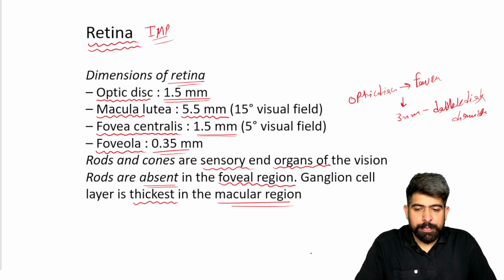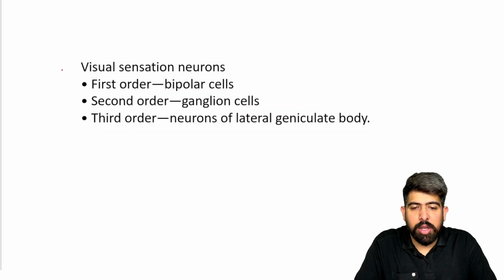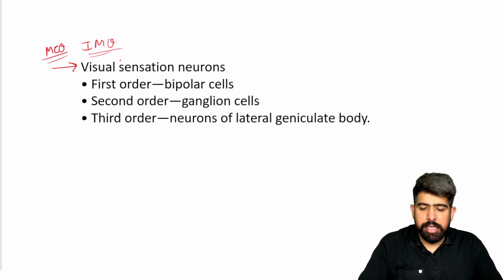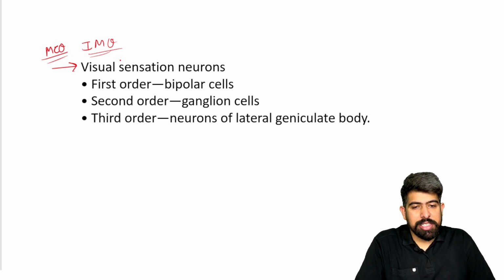So let's move forward to the next thing. It's about the retina, and now we have to talk about the visual sensation neurons. This is an important MCQ, and it's a PYQ also, right? They're asking about the order of the neurons related to the retina, the visual physiology. They are asking you about the visual sensation neurons.